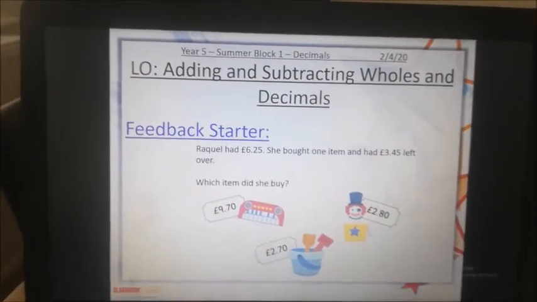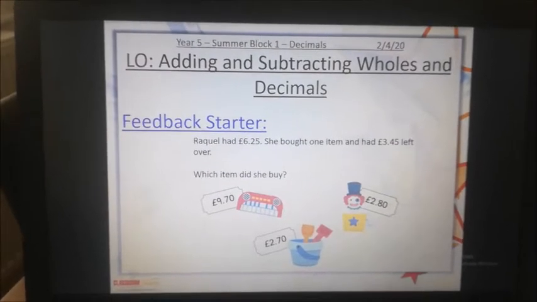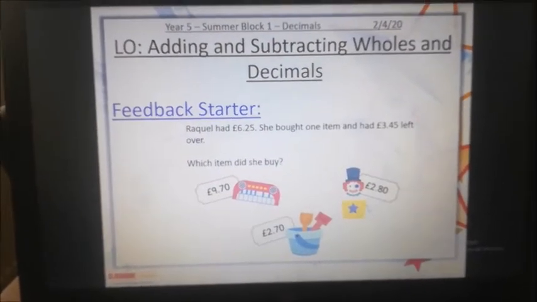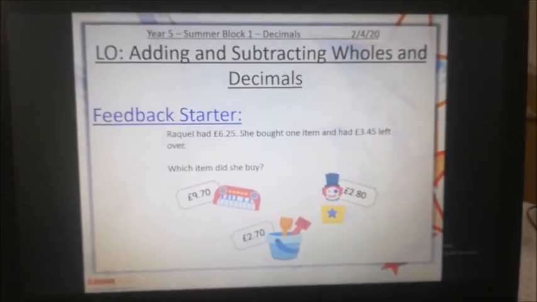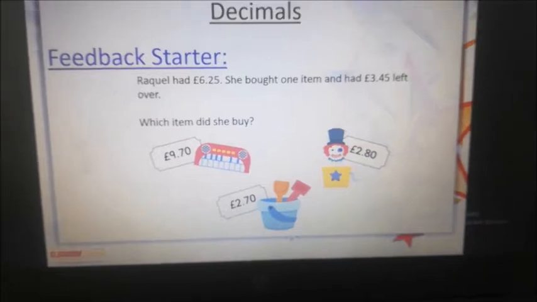Right, today your learning objective is adding and subtracting wholes and decimals. So we're consolidating what you've done over the last couple of days with addition and subtraction of whole numbers and decimal places. Your feedback starter is a problem solving from yesterday.